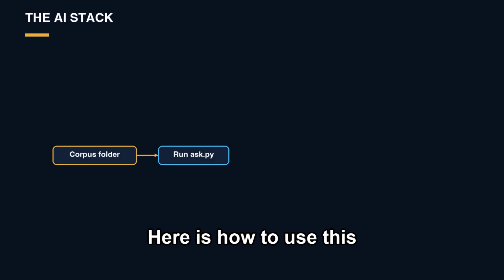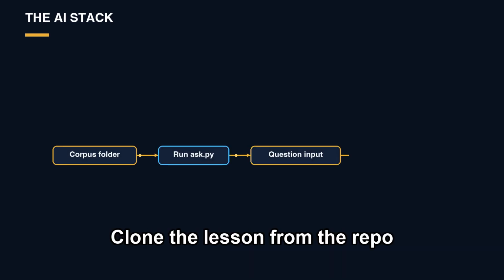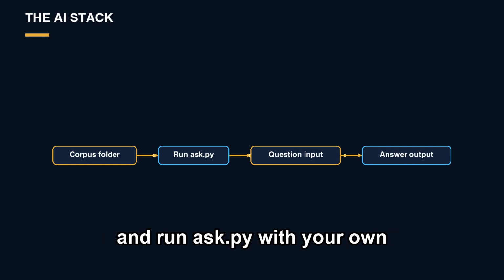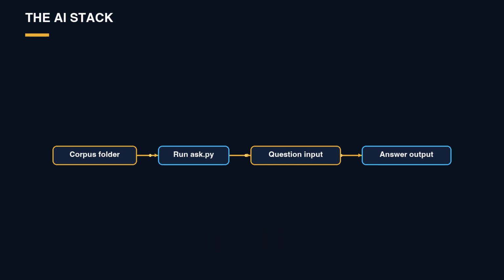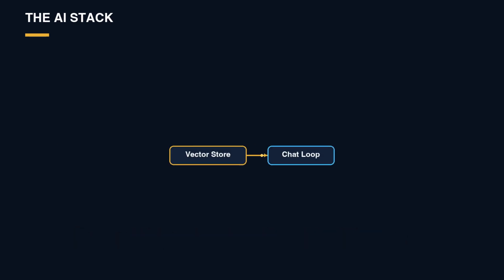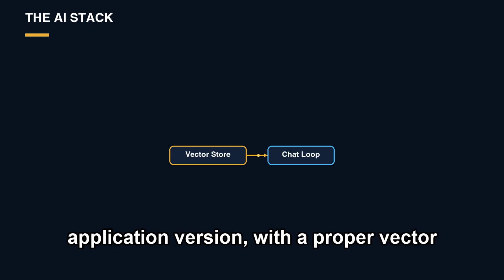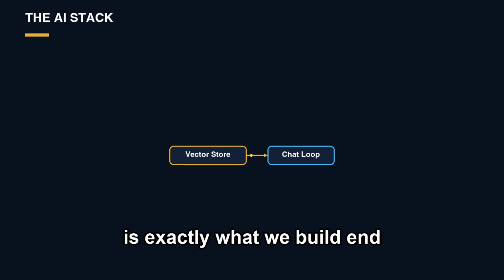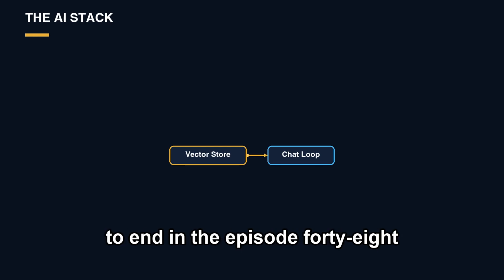Here's how to use this today. Clone the lesson from the repo below, drop your own notes, docs, or reports into the corpus folder, and run ask.py with your own question. Everything runs locally with Ollama, so nothing leaves your machine. And if you want the full application version with a proper vector store and a chat loop, that is exactly what we build end-to-end in the episode 48 build-along.